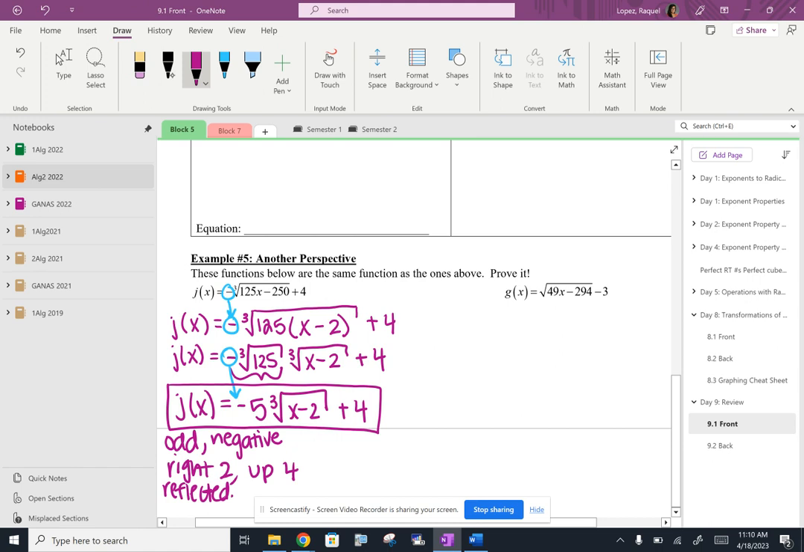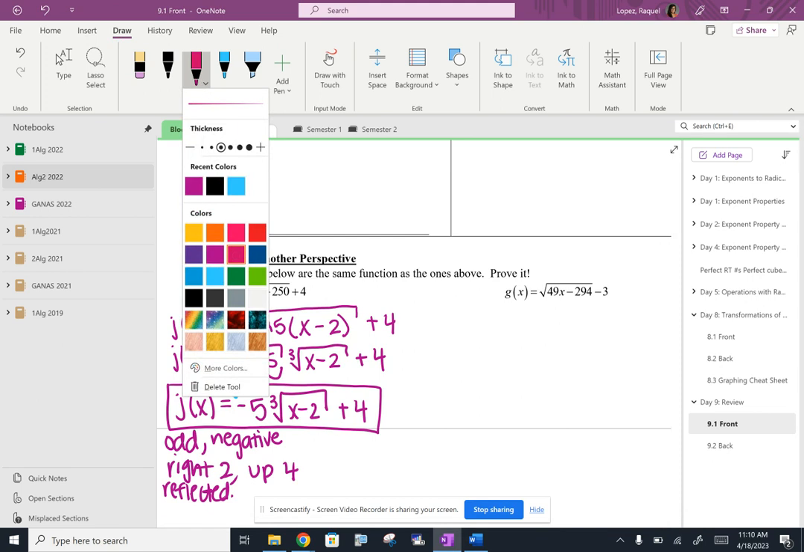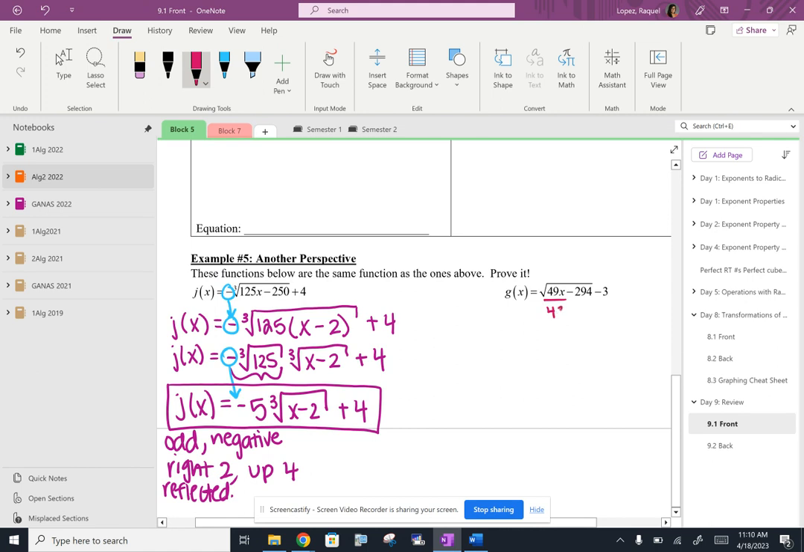So let's do that again, but with g of x. So let me change colors here. So we're going to do that one more time. So first thing I'm going to do is take a look at both of these, and I think both of these are divisible by 49. So I'm going to rewrite this equation. And first thing I'm going to do is factor out the 49 from both of those things.